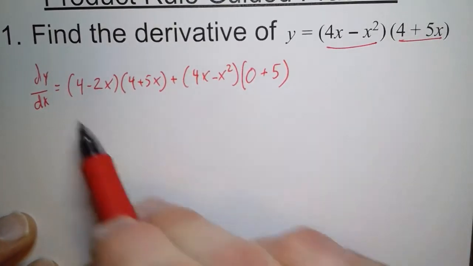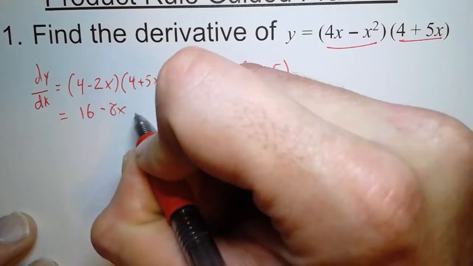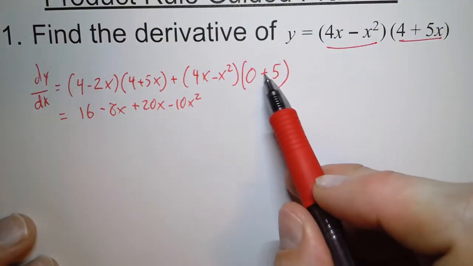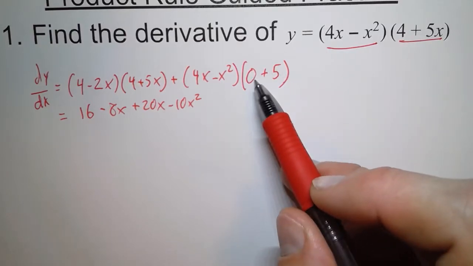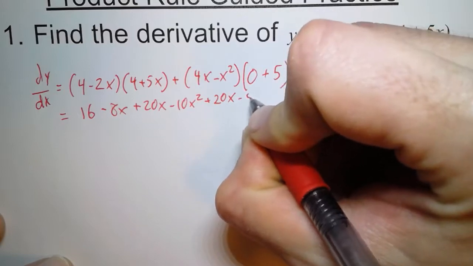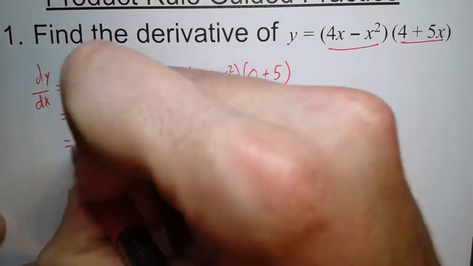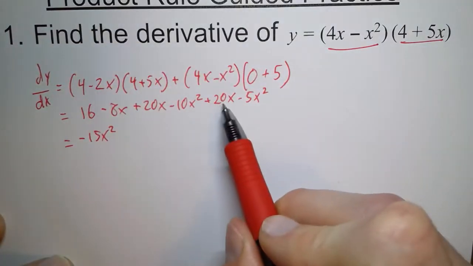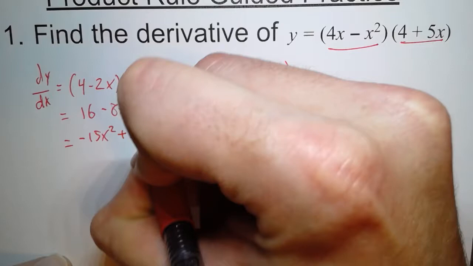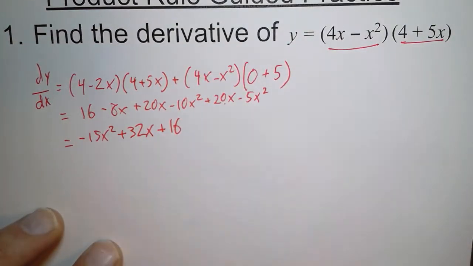Now to simplify this, we'll expand this out. So when we expand these two, we have 16 minus 8x plus 20x minus 10x squared. Now we don't need to FOIL the second part because anything times 0 is still going to be 0. So we just have to multiply these two factors by 5. So we have 20x minus 5x squared. And when we combine like terms, we have negative 10x squared and negative 5x squared, so we have negative 15x squared. Then we have 20x and 20x is 40x, minus 8x is 32x. And then the only constant term is 16. And so this is the answer that product rule would give us.